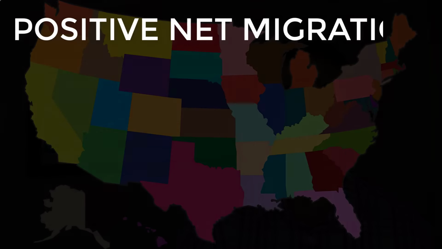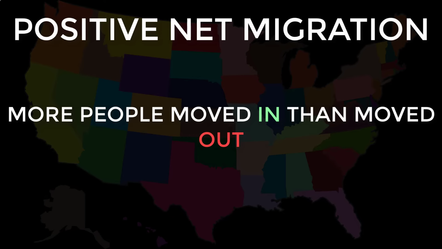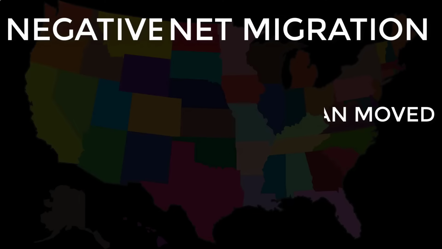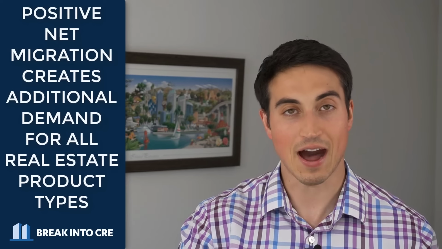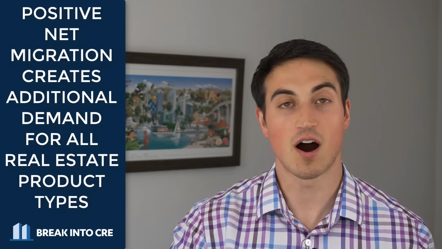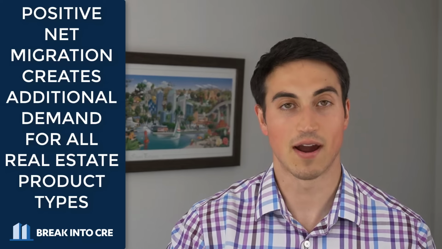So net migration just measures the amount of people moving into an area versus the amount of people moving out of an area. So positive net migration means that more people moved in than moved out, and negative net migration means more people moved out than moved in. So what you want to see is a positive net migration pattern where cities and states are seeing more people come in overall than are leaving, which creates an additional demand for housing, retail properties, and office space, and even industrial warehouse space as well.